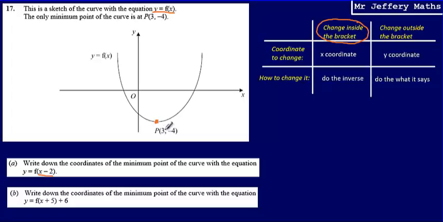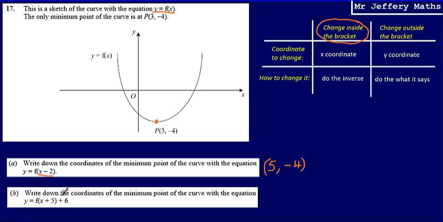So we're going to be changing that 3, and we are going to do the inverse. Where it is telling us to take away 2, we are going to do the inverse of that, and we are going to add 2 to that coordinate. So what we're going to have is the coordinate 5, and because there has been no change outside the bracket, we don't have to do anything to the y coordinate, so it's just going to be (5, -4).